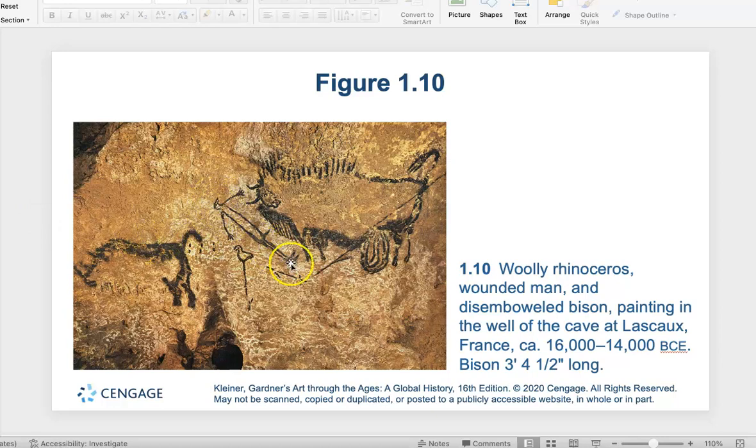And maybe this is yet another scene or story from whatever it is that these people believed in at the time, their mythology, their religious beliefs. There's also this bird looking thing on a stick that does seem to belong to this wounded man and disemboweled bison situation. But why? Why is there a bird on a stick?